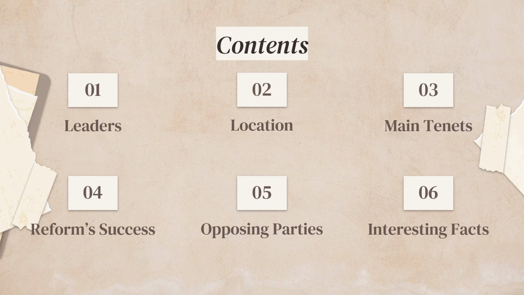To start, John covers the leaders of Owenism and the locations of the movement. Then I discuss the main tenets and important principles. After, Benny explains the group's success and their opponents. And finally, Jace ends the presentation with facts on the movement.